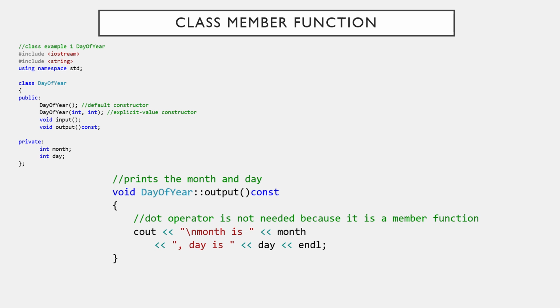We have 4 member functions: a default constructor, an explicit value constructor, an input function that allows the user to input the month and the day, and an output function to output the month and the day.